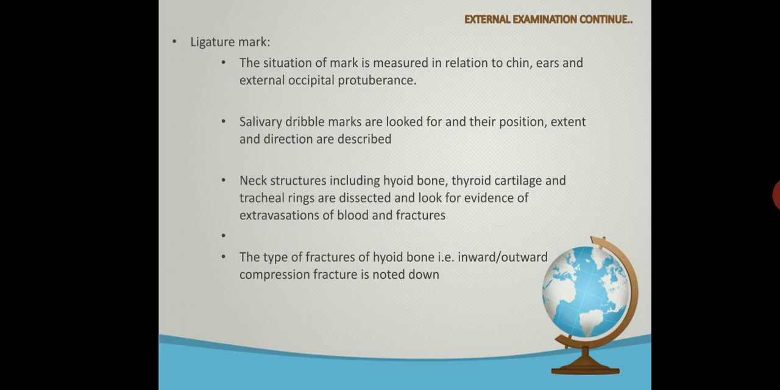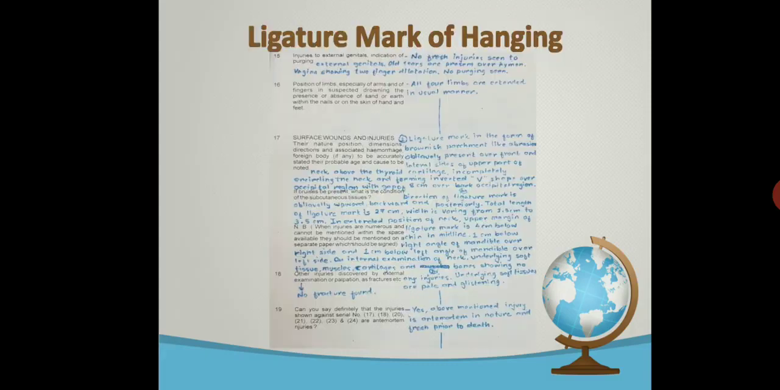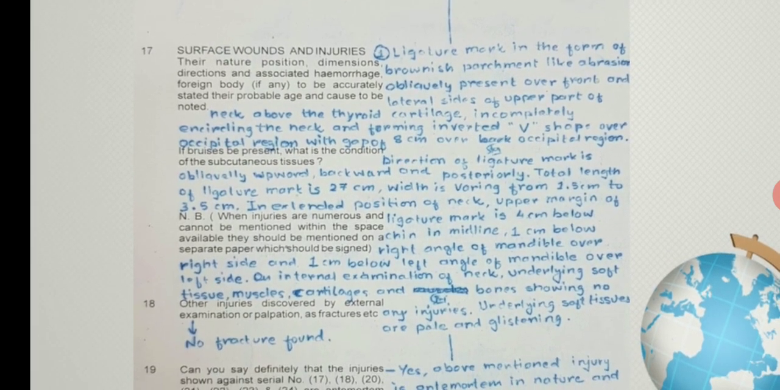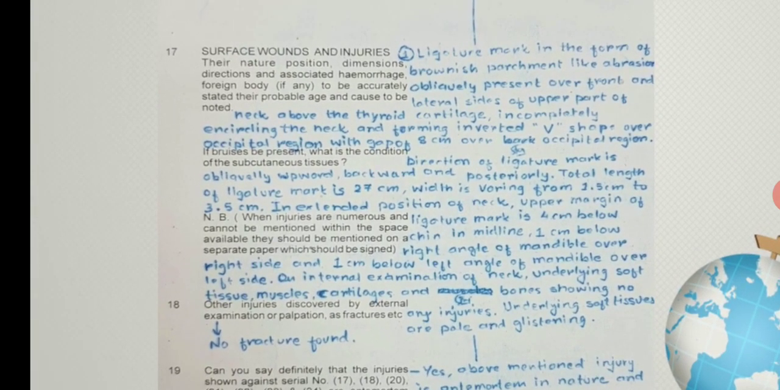Then you have to describe the neck structures: hyoid bone, thyroid cartilage, tracheal rings. You have to dissect and see the neck structures and find out about extravasation of blood, contusion or bruise, or whether any fracture is present or not. See, the simple description is given. All those things we have discussed are written in this injury in column number 17.